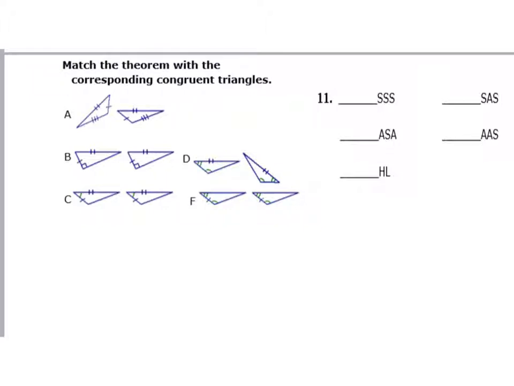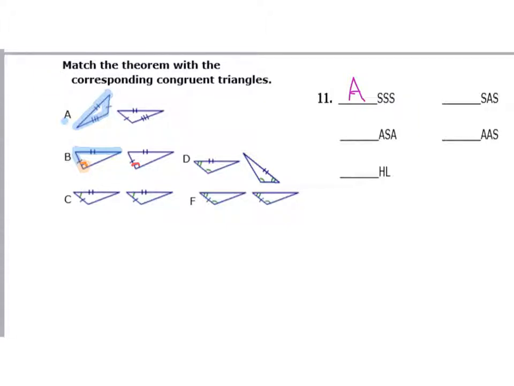Number 11, match the theorem with the corresponding congruent triangles. So same thing, start with A. I have all three sides with tick marks on them, so that one's going to be side, side, side. So A goes with side, side, side. When I look at B, super important to notice is I have a 90-degree angle right here. That matches with the 90-degree angle right there. So then when I highlight my sides, I've got a single tick mark and a double tick mark. And then when I highlight my angle, I have an angle. So that one's angle, side, side.